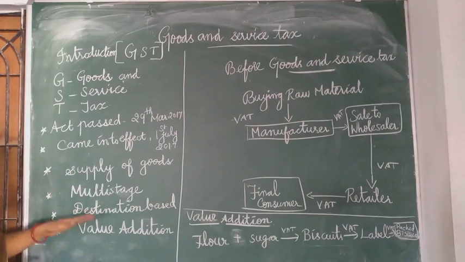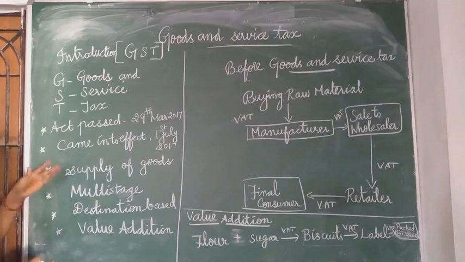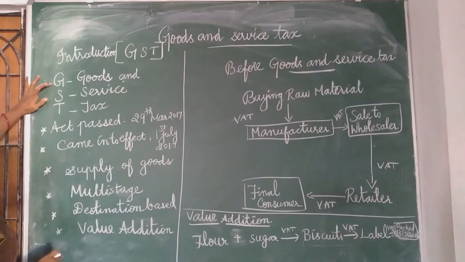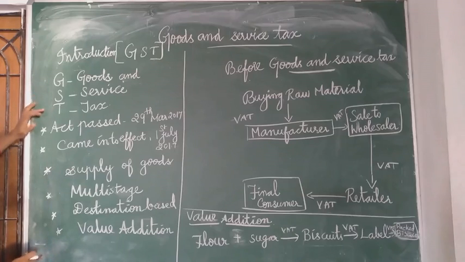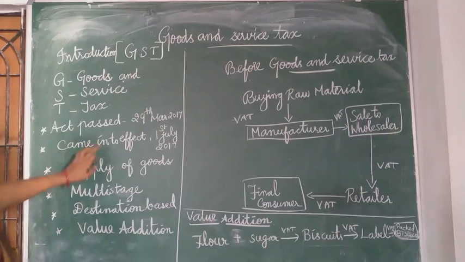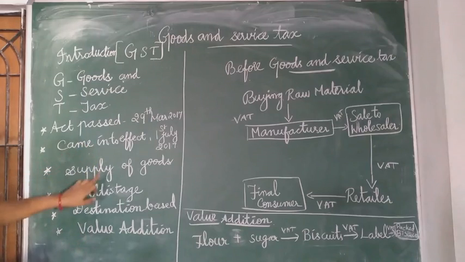So let us see what are all the subdivisions of this goods and service tax. This G represents goods, S represents service, T represents tax. This act was passed on 29th March 2017, but it came into effect only on 1st July 2017.